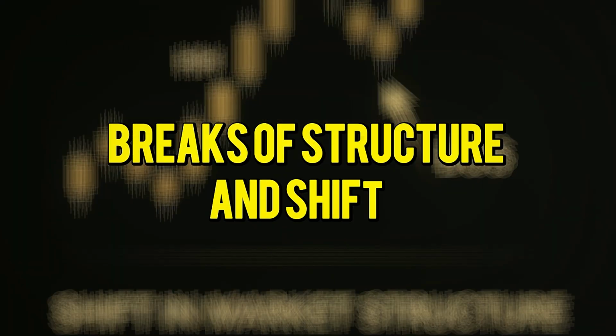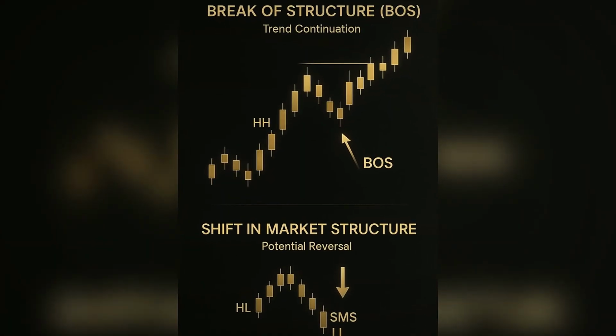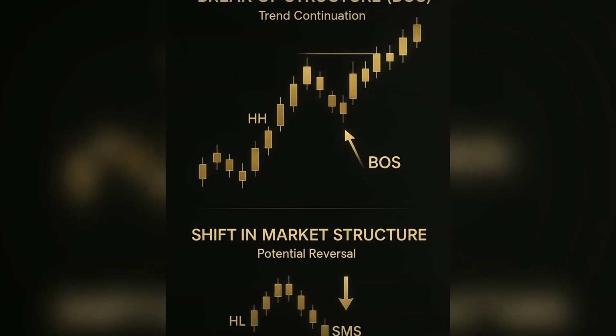Breaks of market structure and shifts. Now let's talk about two crucial concepts. Break of structure and shifts in market structure. A break of structure, or BOS, is like a runner breaking through the finish line tape. In an uptrend, it happens when price breaks above the last higher high. In a downtrend, it's when price breaks below the last lower low. This confirms the trend is continuing. It's like the market saying, yes, I'm still going in this direction.